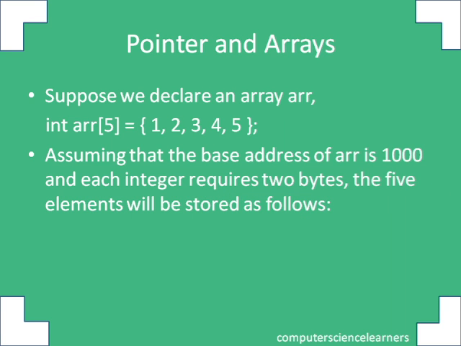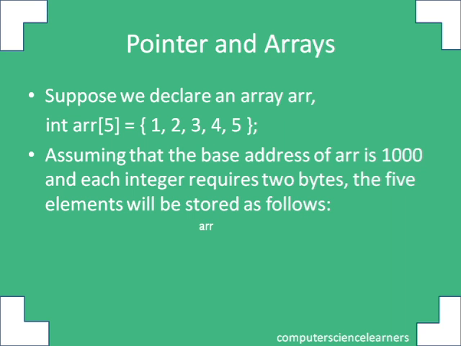So the occupancy of an integer variable is 2 bytes. A total of 5 elements will be stored. That means if the starting address is 1000, definitely the next location is 1002 because an integer takes 2 bytes for storage. Then the next location after 1002 is 1004. Like that, these elements are stored.